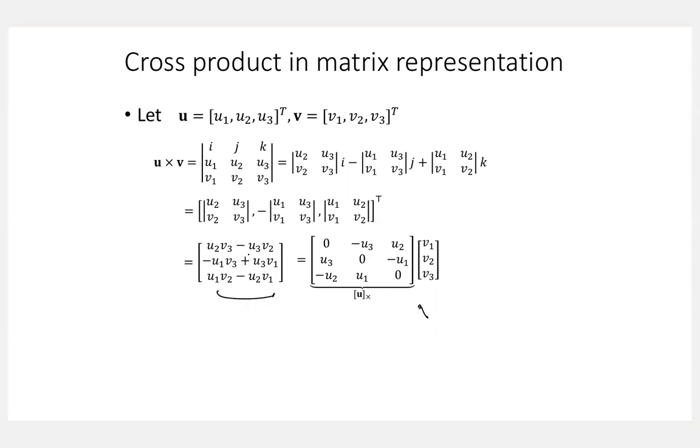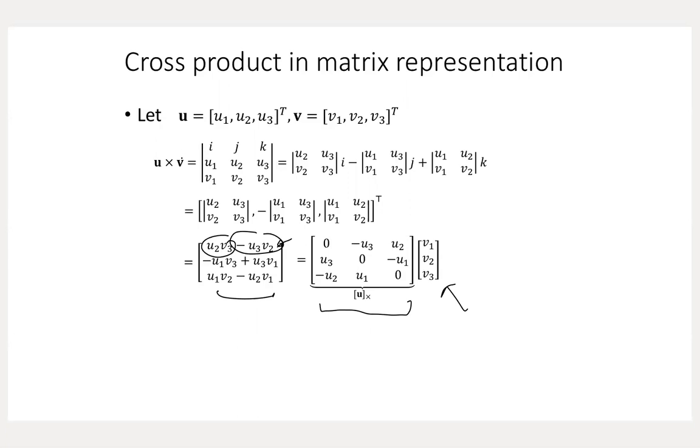It can be written with the first coordinate equal to u2 v3 minus u3 v2, and so on for the others. And so I can write it in matrix form multiplied by a vector like this. Here we will define a matrix, and we call it the U cross matrix.